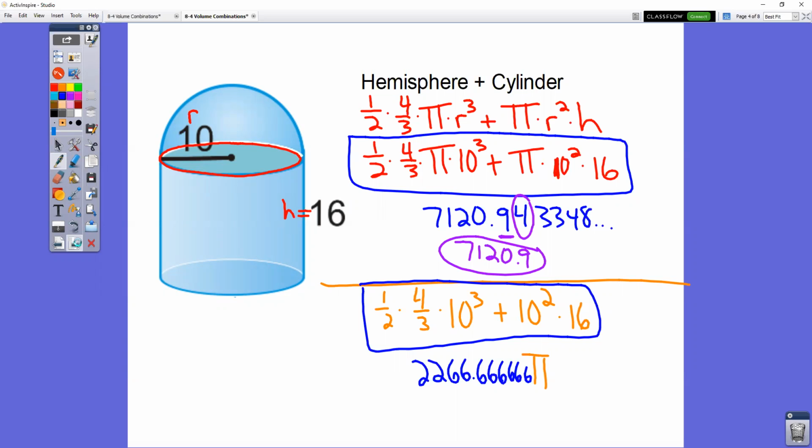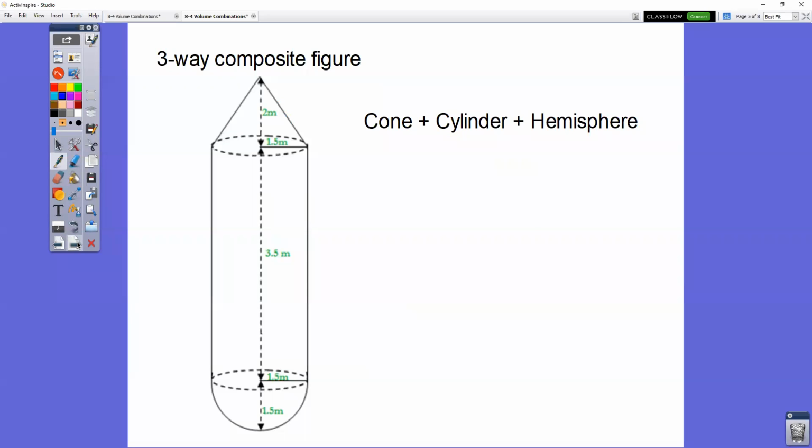Now, you're not only going to have shapes that have 2 of them put together, but you might have some like this where you have 3 shapes all together. So you have a cone sitting on top of a cylinder, sitting on top of a hemisphere. So again, I think it's very helpful to write in your formulas. For cone, we have 1/3 pi r squared h. For cylinder, we just have pi r squared h. For hemisphere, we have 1/2 times 4/3 pi r cubed. I think it's very helpful to write all that down.